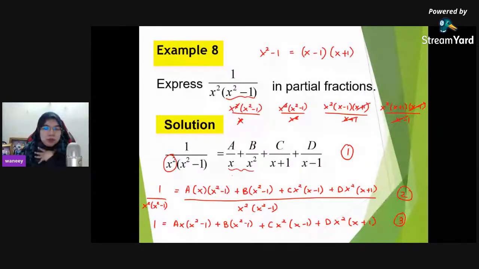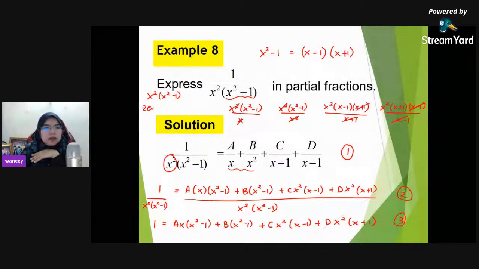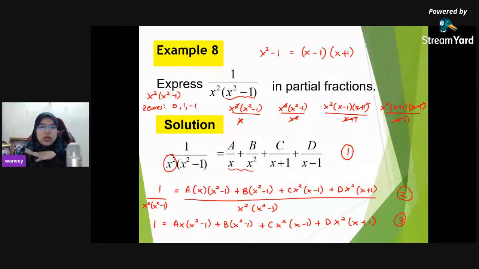Okay, so if I want to use substitution, I need to refer to my denominator and calculate its zeros. So I have x squared minus 1. So the zeros for this are 0, 1 and negative 1. Tapi saya ada nilai A, B, C, D. So ini baru 3 nilai lah, 0, 1, negatif 1. So nanti kalau saya nak ganti, saya akan pilih lagi satu nombor lah. Mungkin 2 ke, 3 ke.